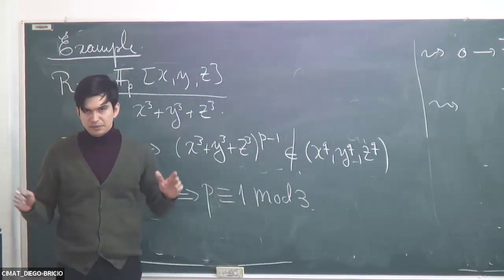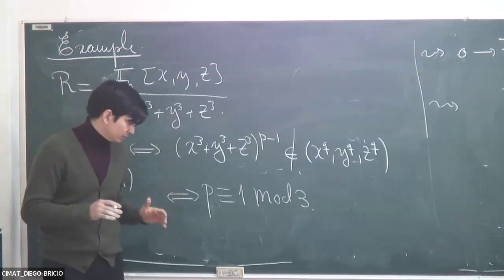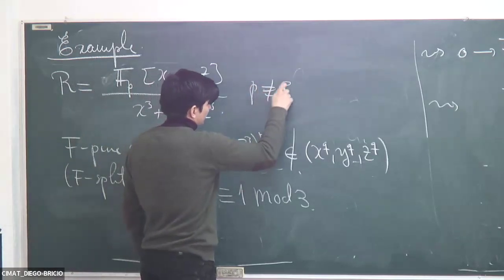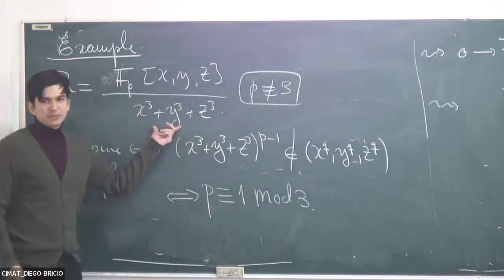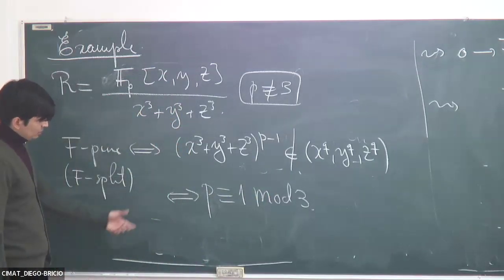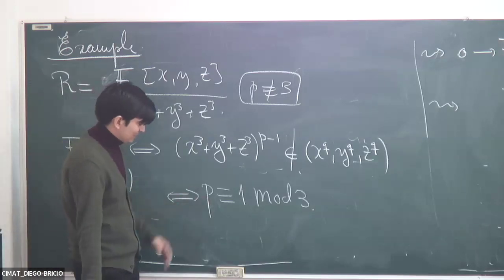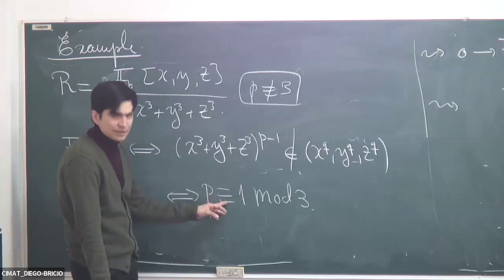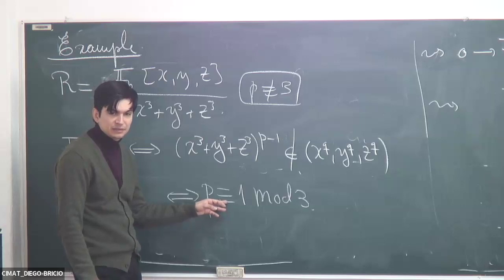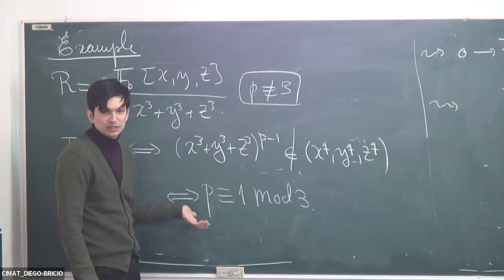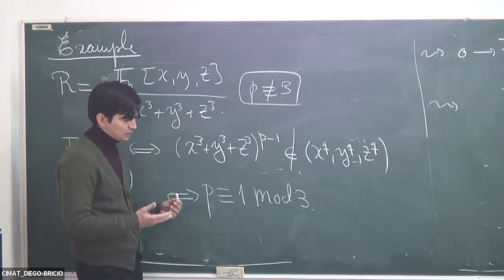Right, so p can be either congruent to 1 or congruent to 2, well, I guess p is different from 3 here, right? Because if p is 3, this ring is not even reduced, so it cannot be F-pure. Well, I guess this is still true. The statement is still true. But yeah, so you see that there will be infinitely many p's for which this is F-pure, and infinitely many p's for which it is not. Okay. So that's a wonderful example.